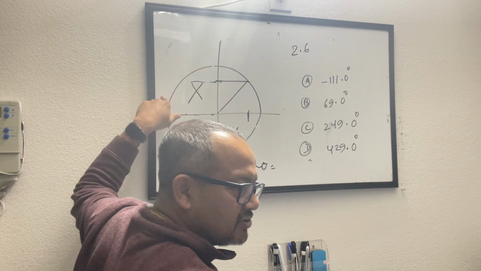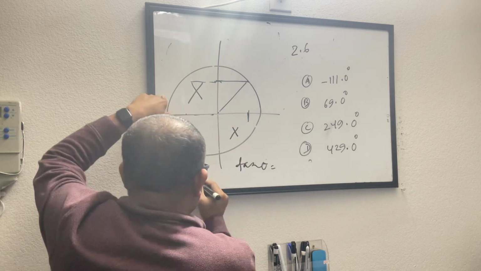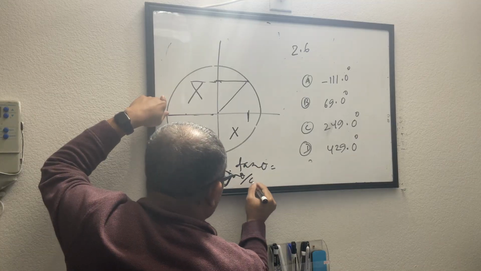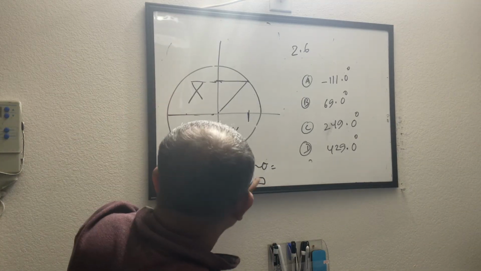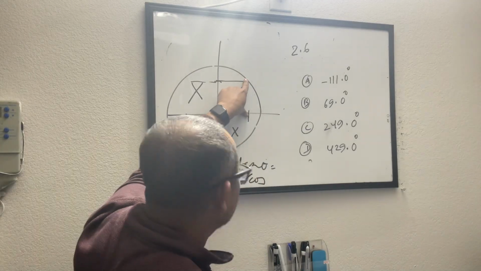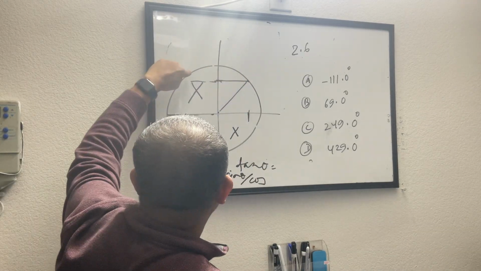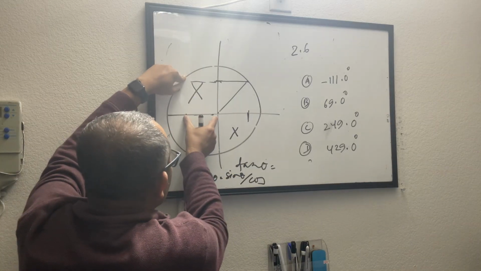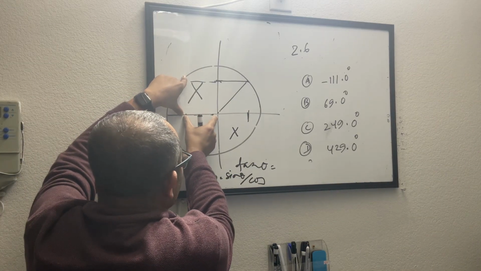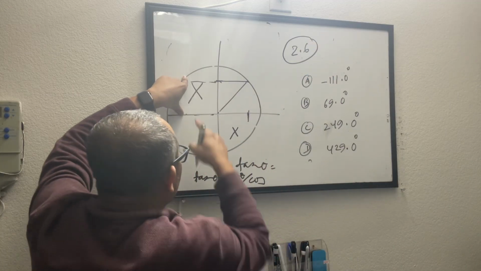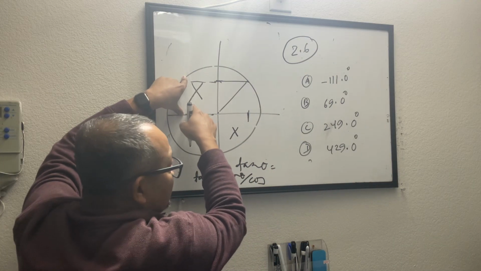Am I making sense to you guys or not? Tan theta is sine theta by cos theta. And your cos theta is the x coordinate value, sine theta is the y coordinate value. So any point, if you are coming here, your cos theta is this length, which is negative. Sine theta is this length, which is positive. So if you have to get 2.6, a positive value, you cannot talk about an angle in this quadrant.